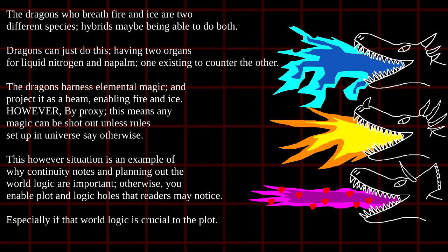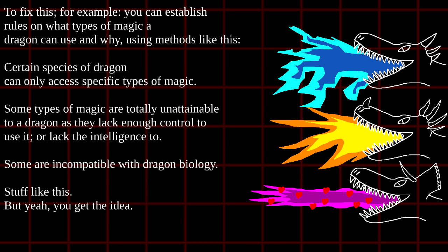Otherwise, you enable plot and logic holes that readers may notice, especially if the world logic is crucial to the plot. To fix this, for example, you can establish rules on what types of magic a dragon can use and why, using methods like this. Certain species of dragon can only access specific types of magic. Some types of magic are totally unattainable to a dragon as they lack enough control to use it or lack the intelligence to. Or they're just incompatible with dragon biology. So it'd be generally stuff like this, but I'm pretty sure you get the idea.